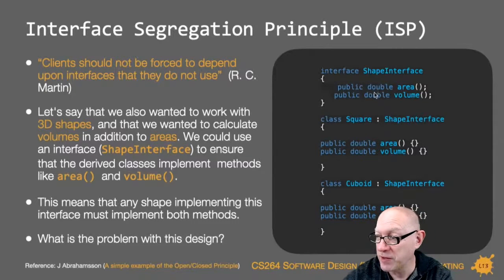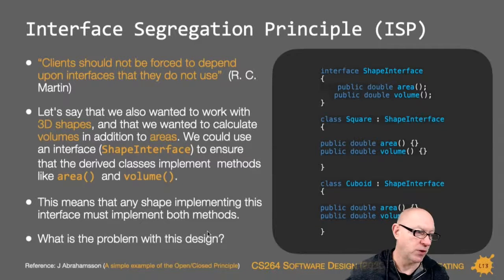But unfortunately, of course, this means that each class that implements this interface, like here, for example, a square implements shape interface, has to have an area and a volume. And if you have a cuboid, it also implements area and volume. That means that any shape implementing this interface must implement both methods. What's the problem with this design?